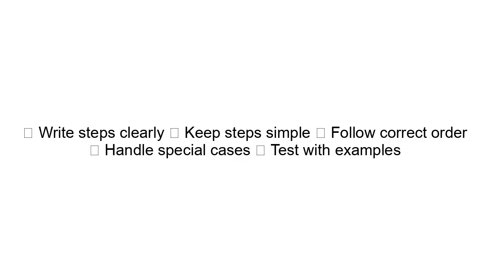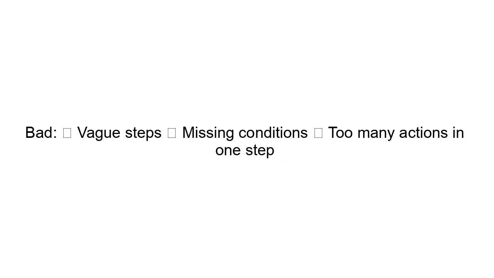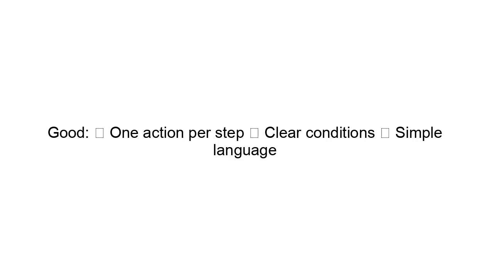Bad: vague steps, missing conditions, too many actions in one step. Good: one action per step, clear conditions, simple language.